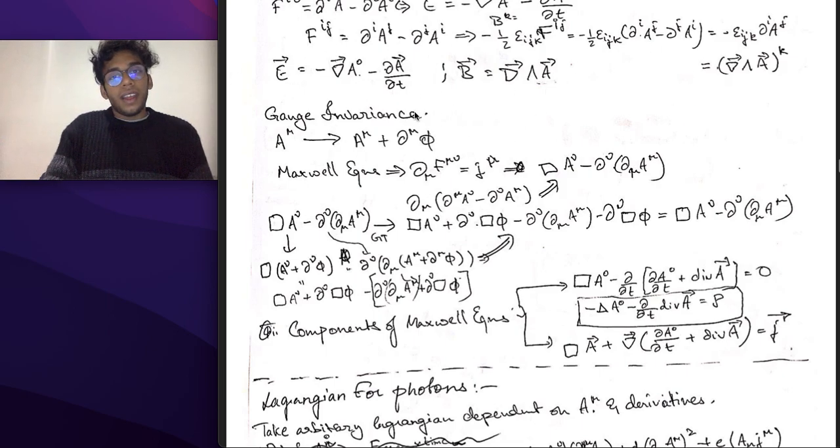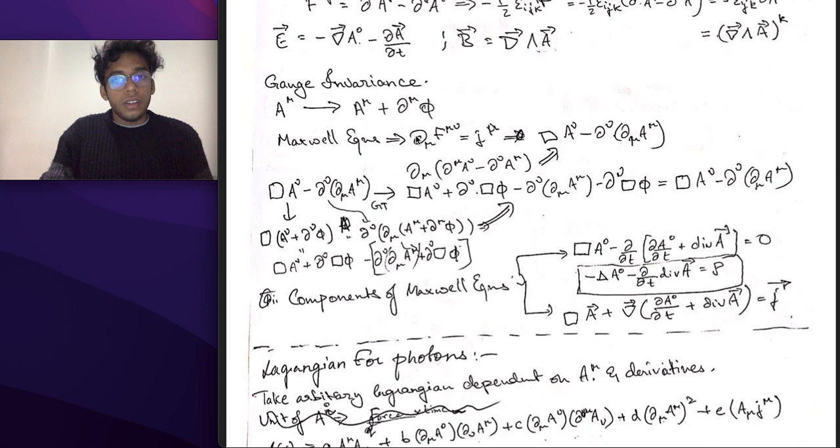Now, A, this four potential, is a gauge invariant quantity because it is made up of both your electric and magnetic fields, and as I said, you cannot distinguish between them. So there is some way to encode gauge invariance into this, and we define gauge invariance by saying A mu is transformed to A mu plus some derivative of some arbitrary function.